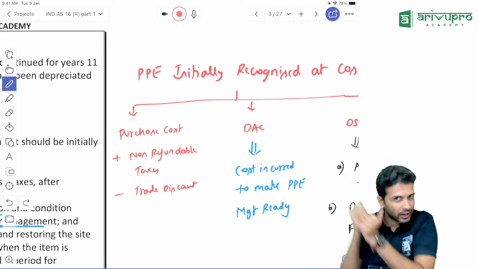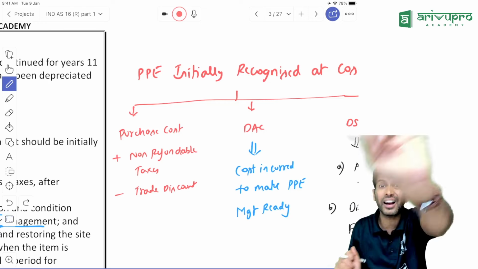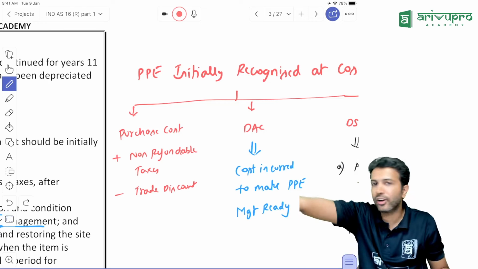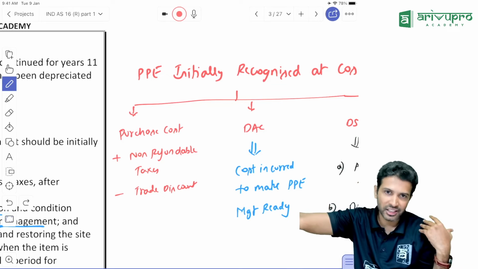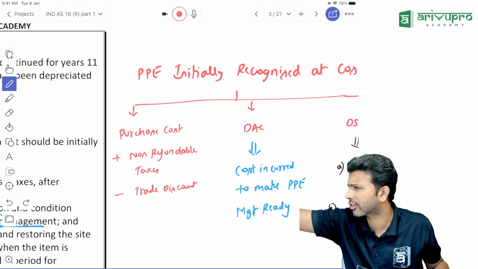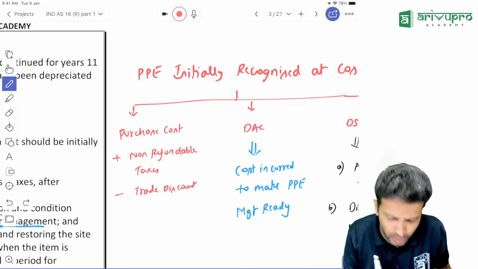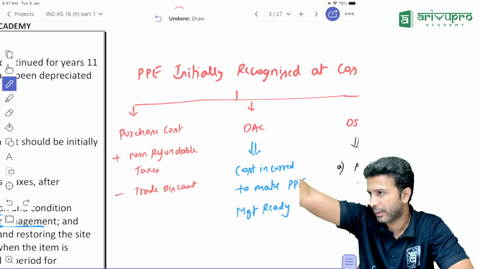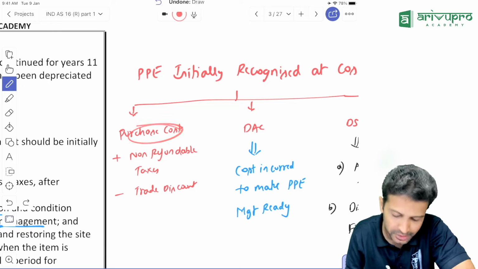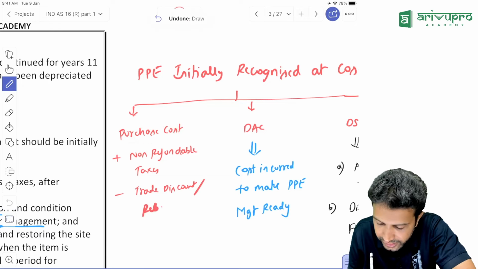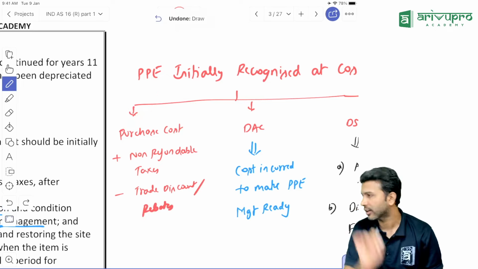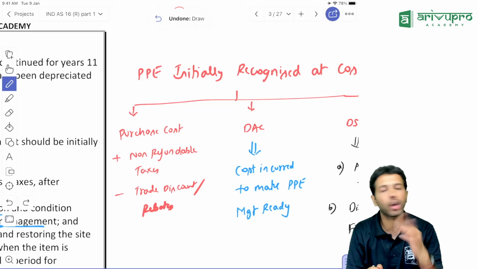If you are able to claim your GST credit, then you cannot add it to the cost of PPE, because it is not really your cost. If you think, one hand you are paying, another hand you are receiving it. So is it really your cost or no cost? For those, if you have paid any non-refundable taxes, then you can add it to the cost of PPE. Similarly, at the time of purchase, if they give you any rebates or trade discount, reduce it from the cost of the asset. This is the first component of the cost.